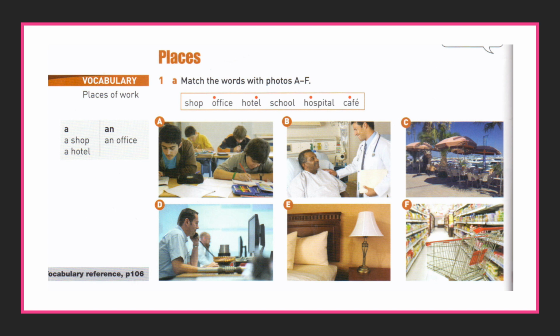Now I want you to stop the video and match the words with the photos from A to F. For example, we have a shop, an office, a hotel, a school, a hospital, and a cafe. Okay?